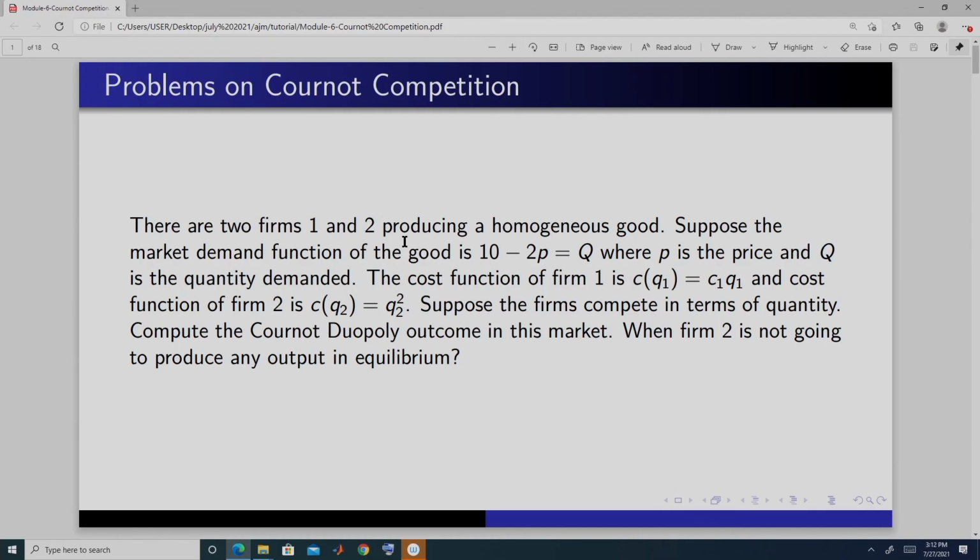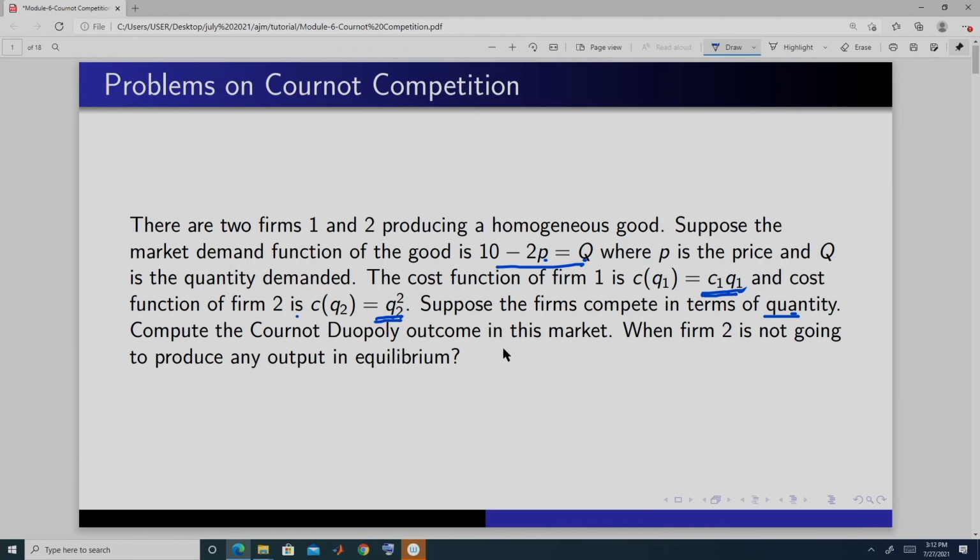So, let us discuss some problems on Cournot competition. In this example, suppose there are two firms producing a homogeneous product and the market demand function is this, where P is the price and Q is the quantity demanded. The cost function of firm 1 is this, the cost function of firm 2 is this. So, it is constant returns to scale and decreasing returns to scale, and suppose the firms compete in terms of quantity. So, it is a Cournot competition.